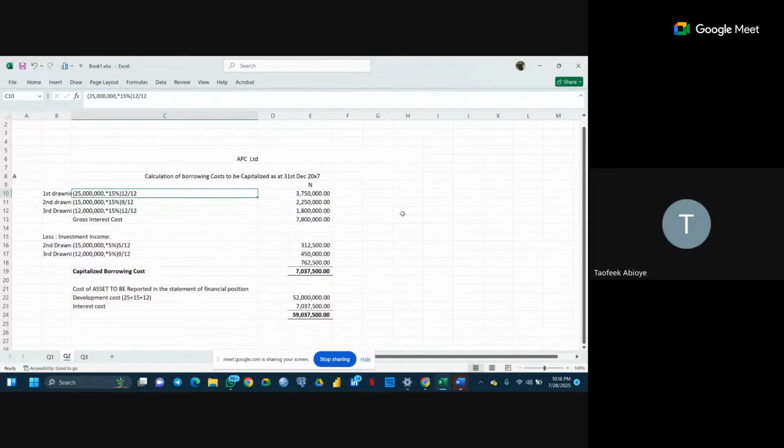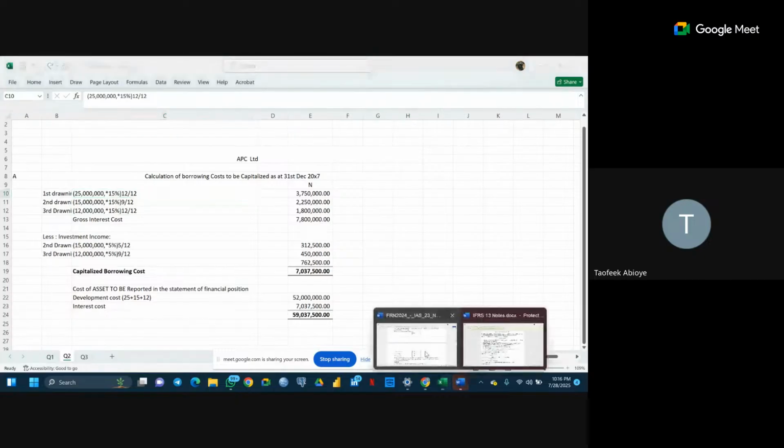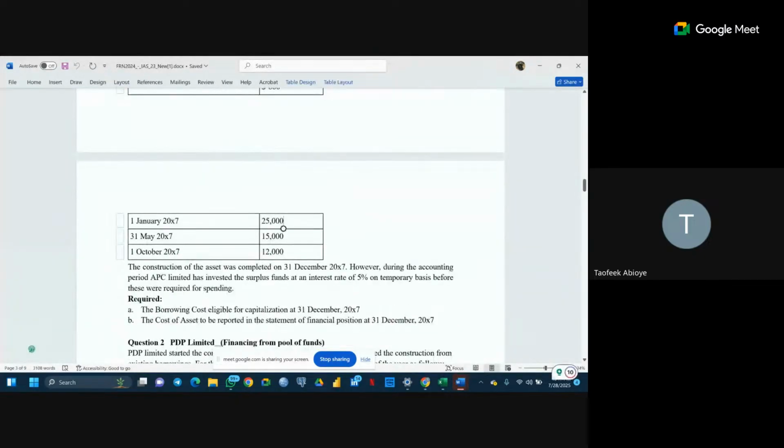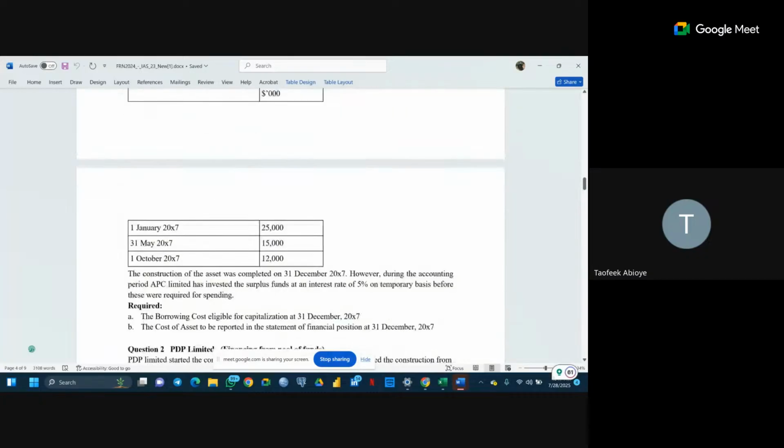The general interest to be paid is 15%. So we are going to consider the month, which is from the 1st of January till when we make our next withdrawal.